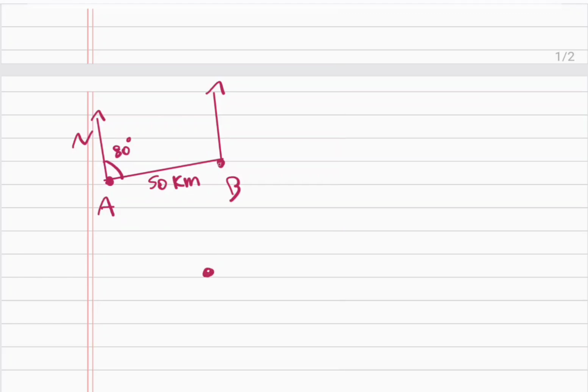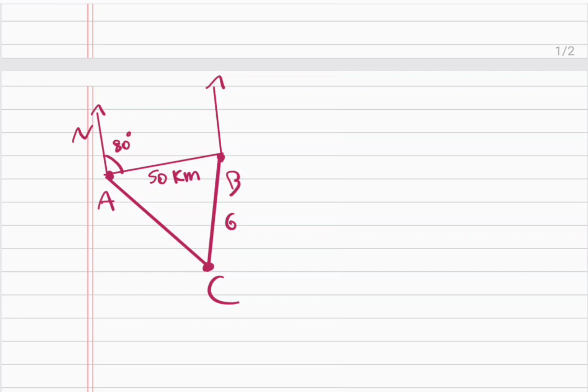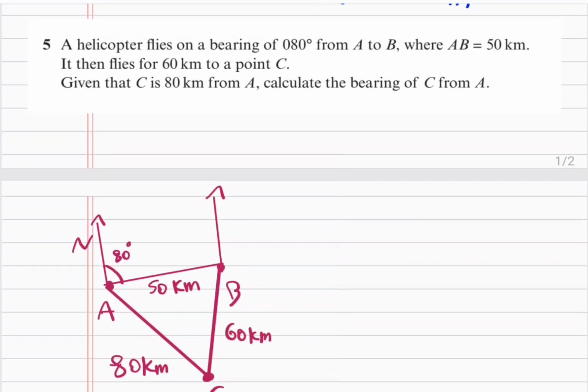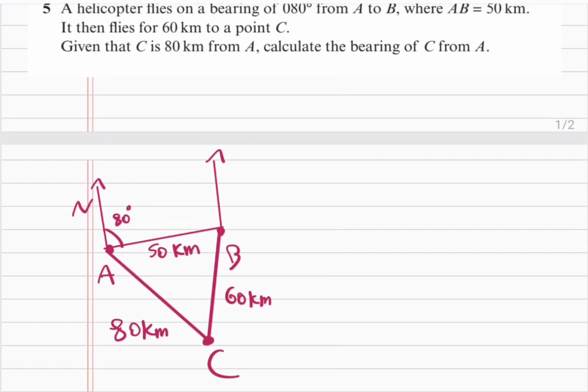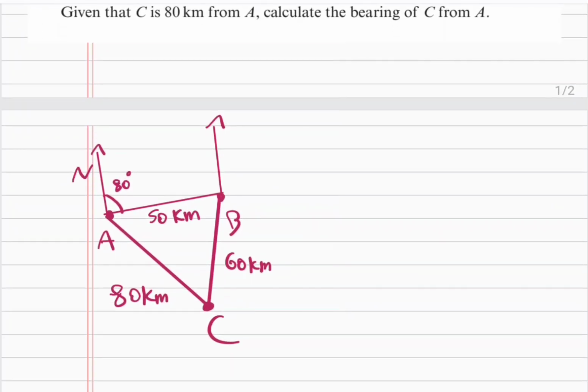So here, now we have these lines. BC is 60 kilometers from the question, and also AC is 80 kilometers. Now the question is basically calculate the bearing of C from A. So essentially the bearing of C from A, if C is at the bottom, is basically this entire angle. So we already have this portion of that which is 80 degrees. Now we just need to find this angle.